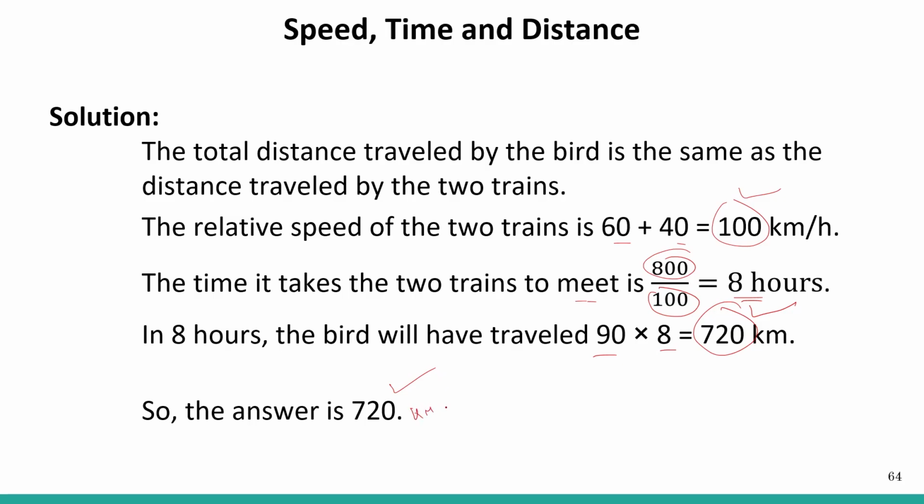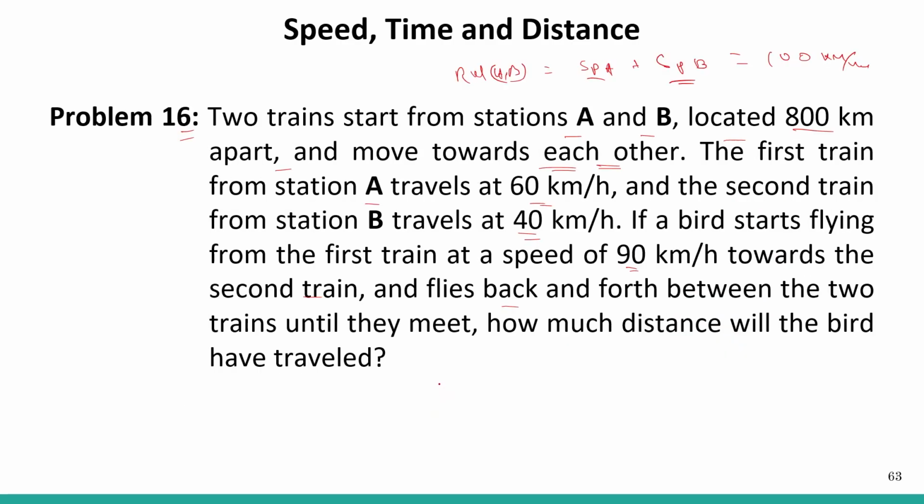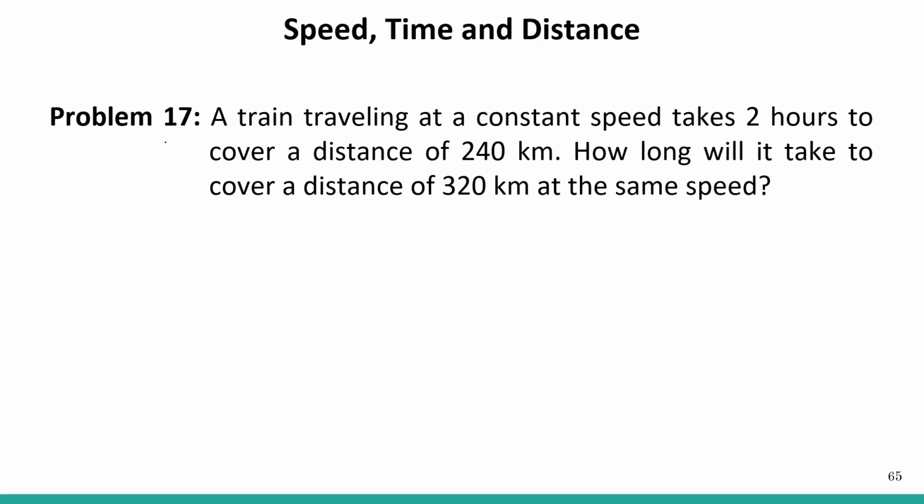Okay, between the time frame. So if a bird starts flying from the first train at a speed of 90 km per hour towards the second train and flies back and forth between the trains until they meet, then how much distance has the bird traveled? It will be 720 kilometer. Okay, so let's go forward with problem number 17.